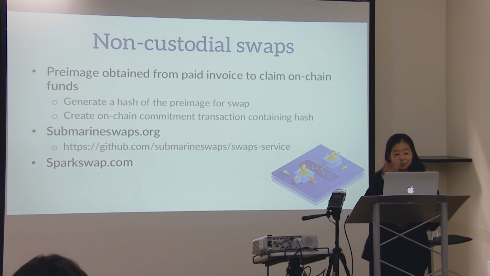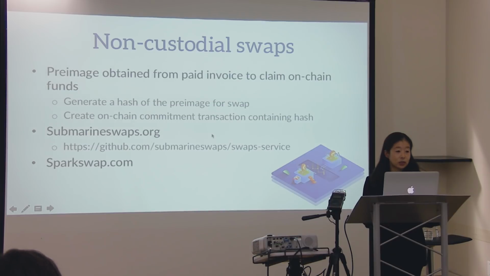And Alex built submarine swaps, which is one way to do it. And sparkswap.com is another exchange that matches up different people who want to perform atomic swaps on different chains. In both these cases, you still do have a central party, but the job of the central party here is to match up buyers and sellers, and also create inbound channels so that the payment can be sent through.